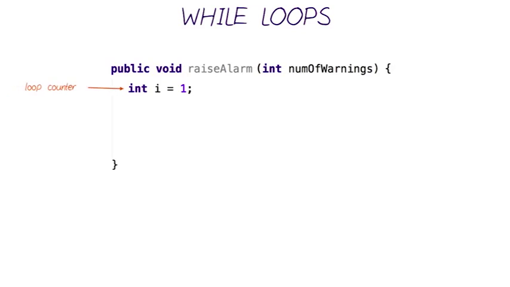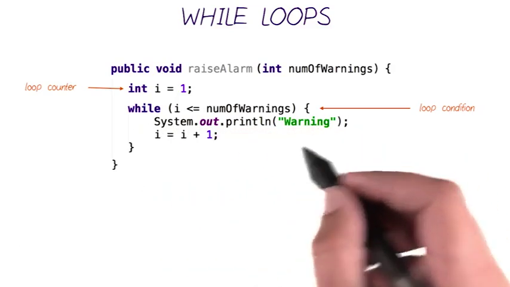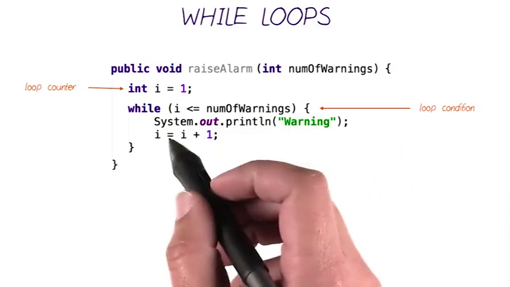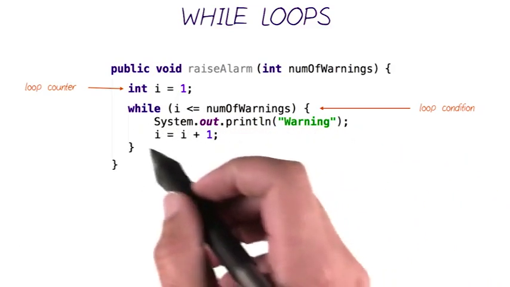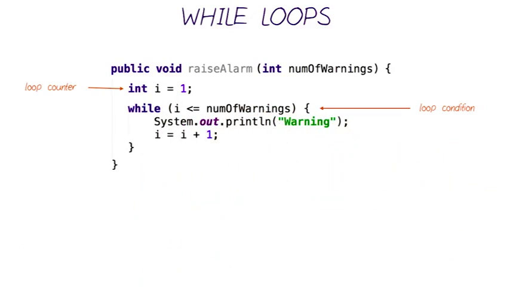Then, we want to make sure our loop would only keep going as long as i is still less than or equal to the number of warnings. So, this would be our loop condition right here. This is basically saying that we want to repeat this instruction here, println warning, for as long as i is still less than or equal to the number of warnings.